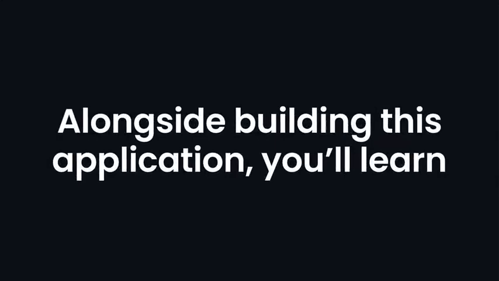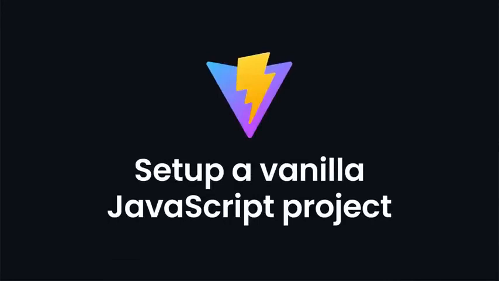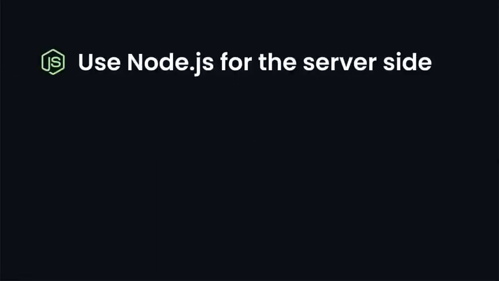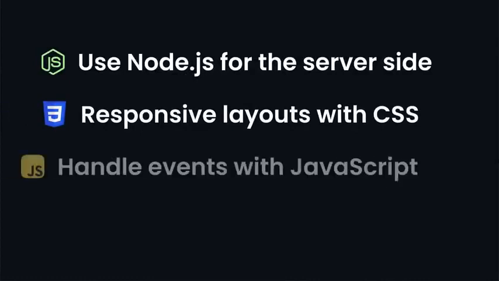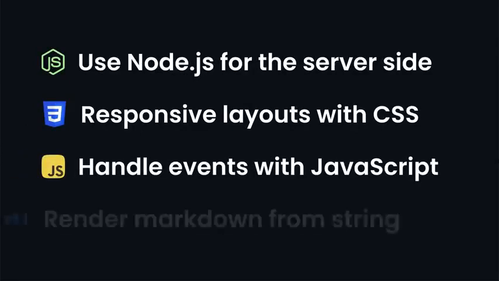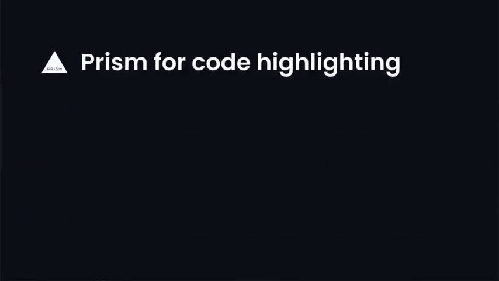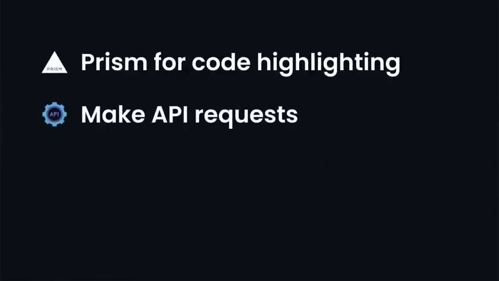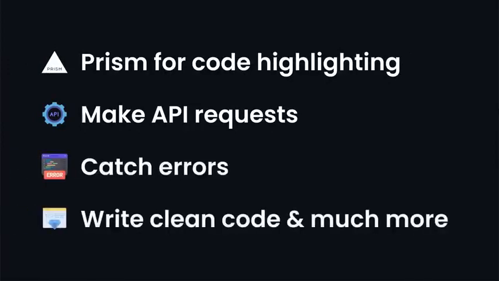Alongside building this application, you'll also learn how to set up a vanilla JavaScript project using Vite, use Node.js for the server side, create responsive layouts with pure CSS, handle events with JavaScript, render Markdown from strings, use Prism for code highlighting, make API requests, catch errors, write clean code, and much more.